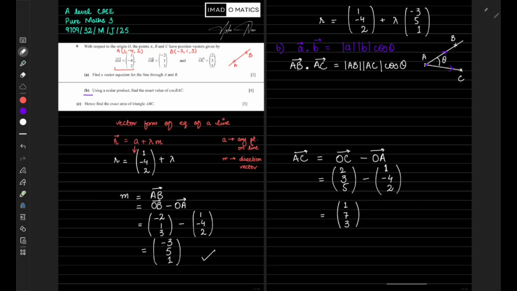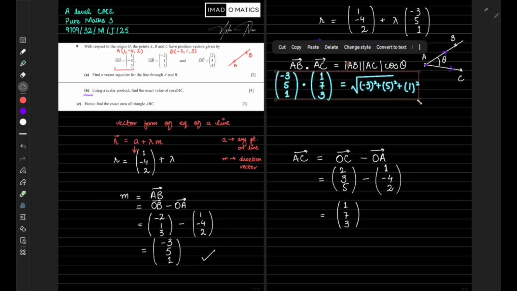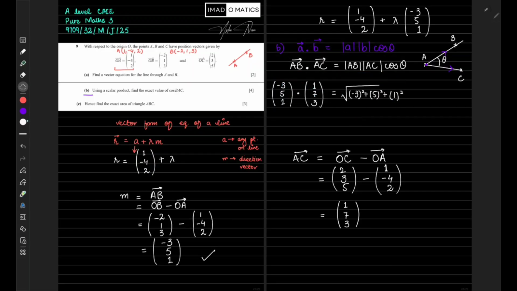So let's take this AB dot AC. AB is (-3, 5, 1) dot (1, 7, 3) equals modulus of AB, which will be the square root of (-3) squared, 5 squared, 1 squared, times modulus of AC, which should be the square root of 1 squared, 7 squared, 3 squared, and cos of BAC.